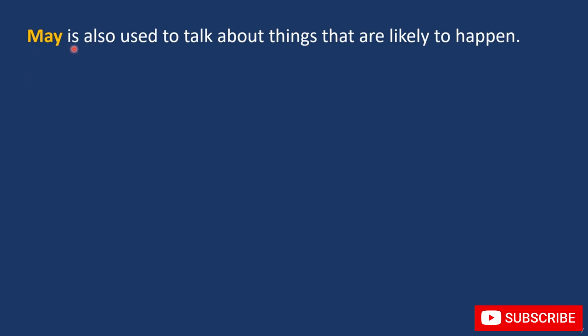May is also used to talk about things that are likely to happen. When I say that tomorrow I'll travel, 100% I'll travel. But when I say I may travel tomorrow, 50% or 60%. So something is likely to happen. I'm not sure if it will happen or not.